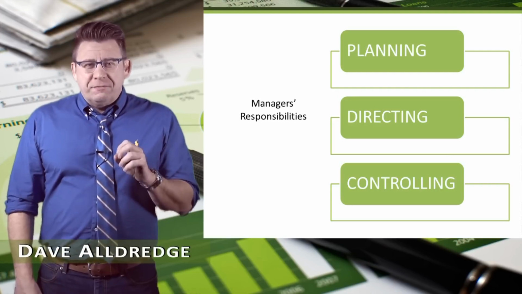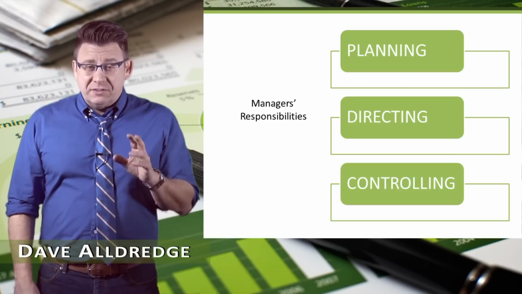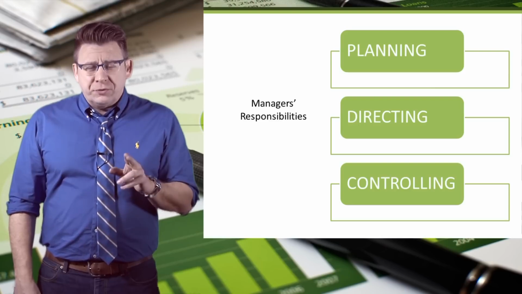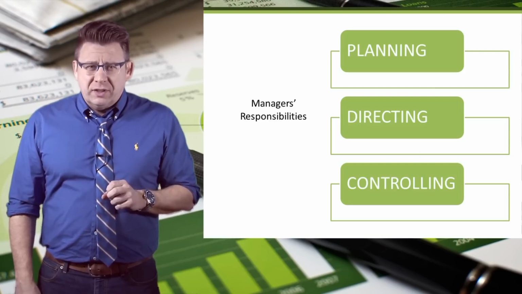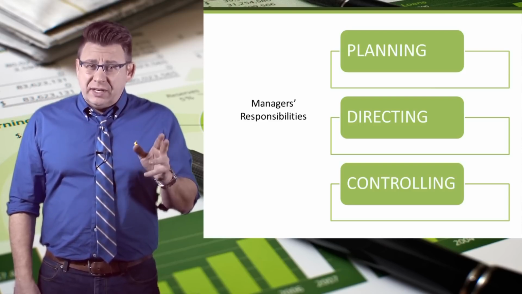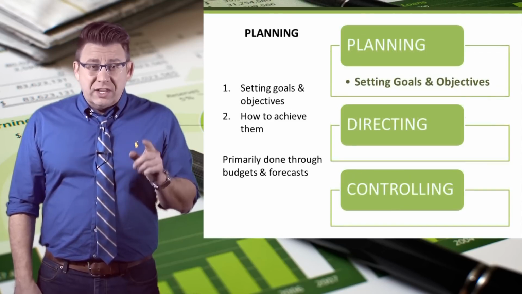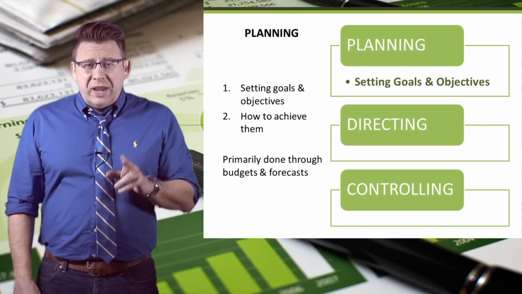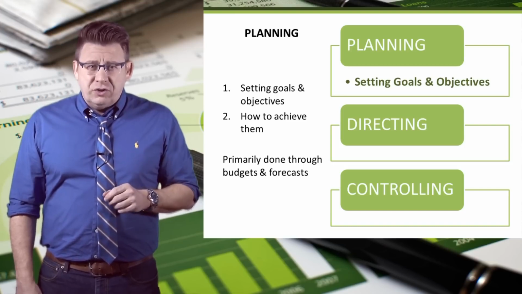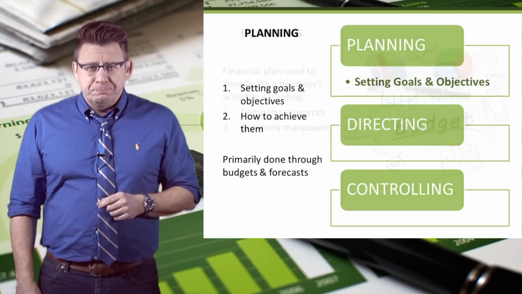You might recall that one of the first concepts we discussed in this video series was the three primary functions of management. They are planning, directing, and controlling. Planning involves setting goals and objectives as well as how to achieve them. Managerial accounting aids in this function through budgeting and forecasting.